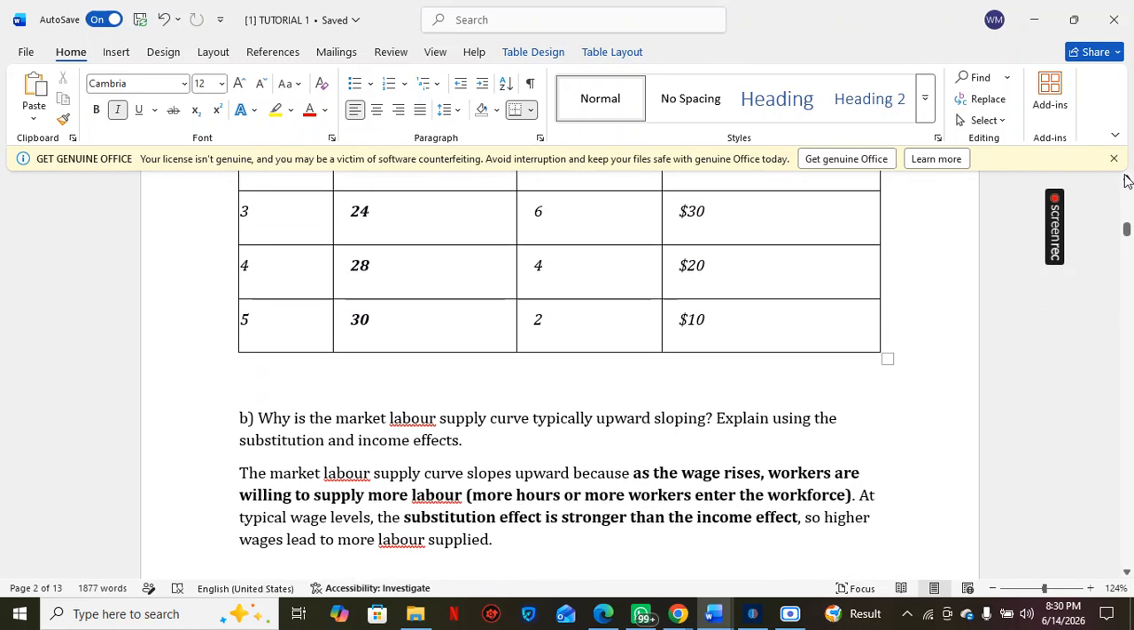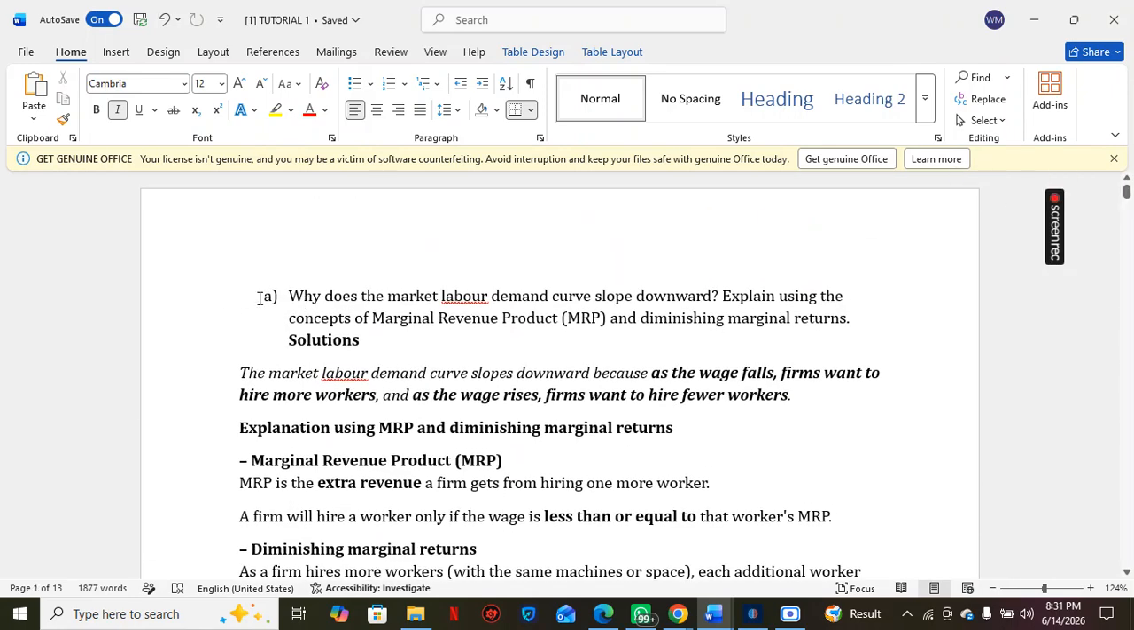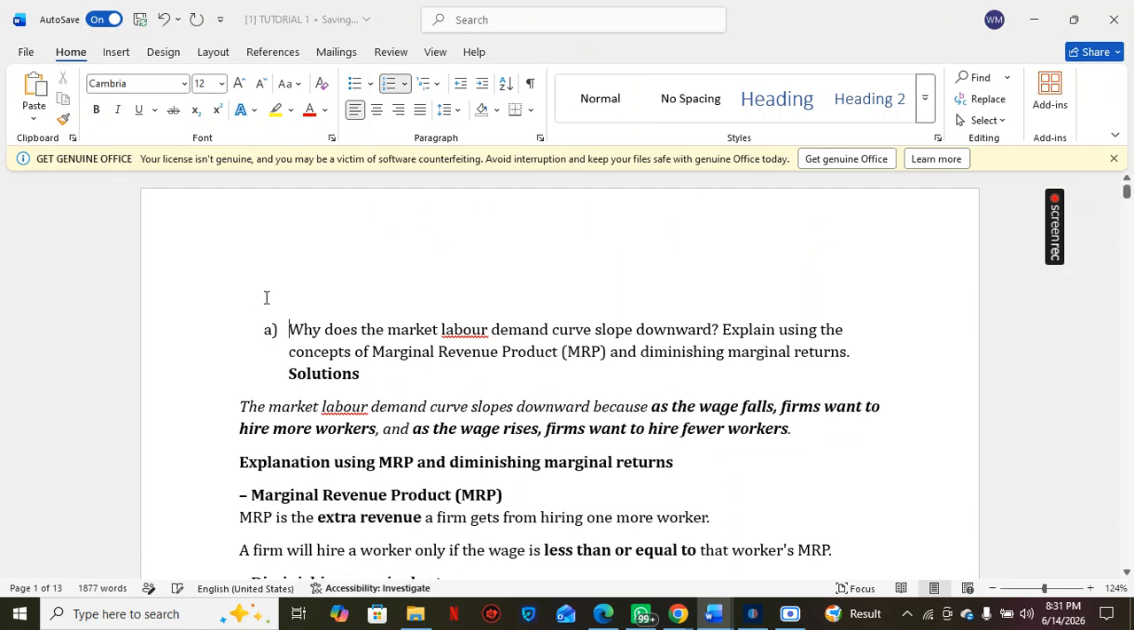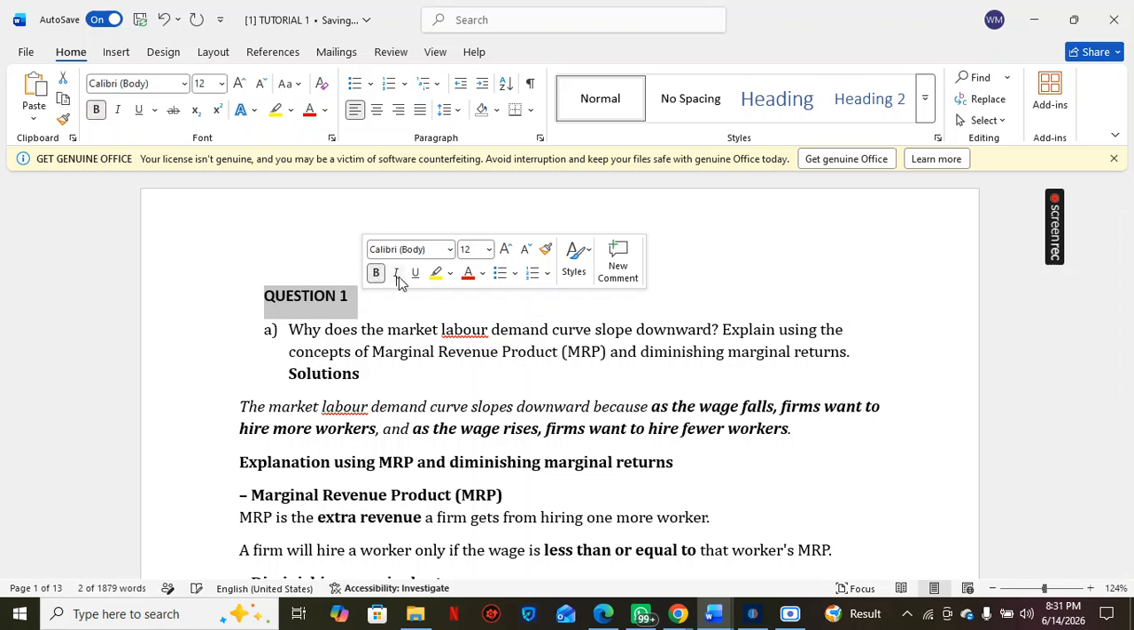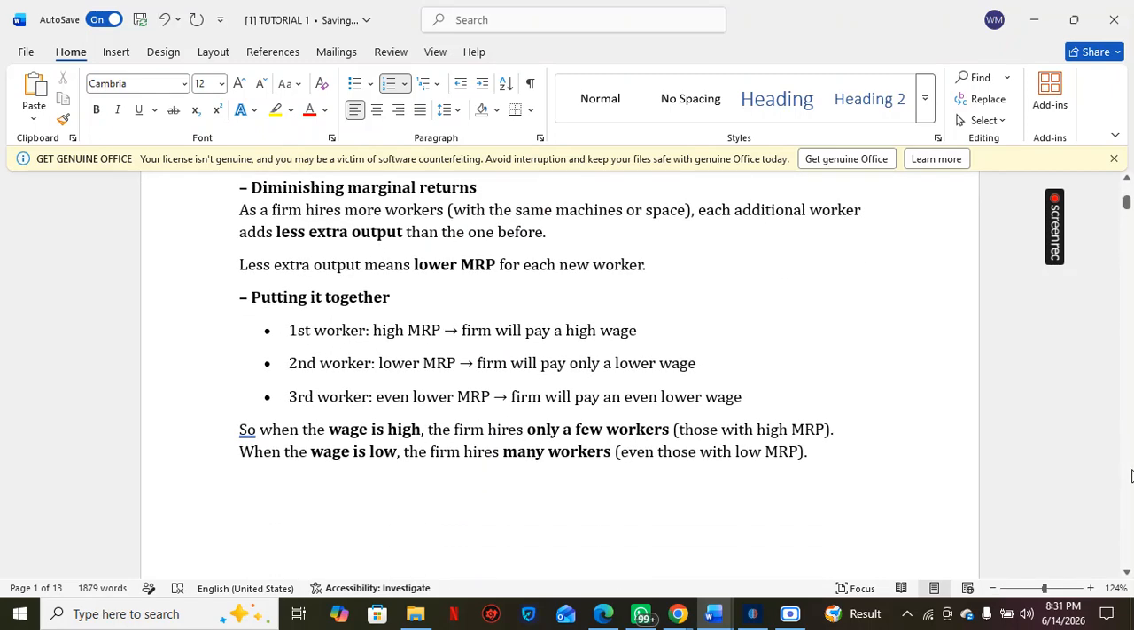Yes. Any questions, colleagues, before we go to question two? Any questions? Okay. Yes. So if you want to hear more about this, it's also in the lesson for demand for labor.